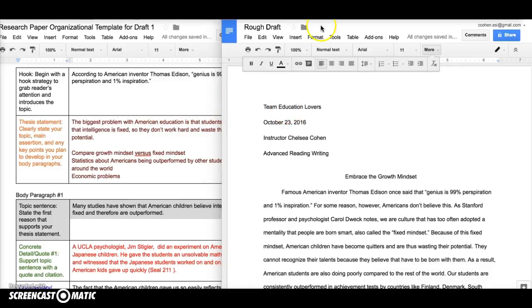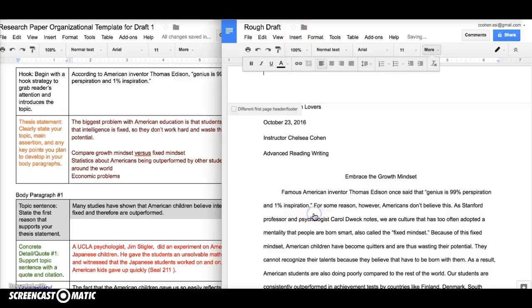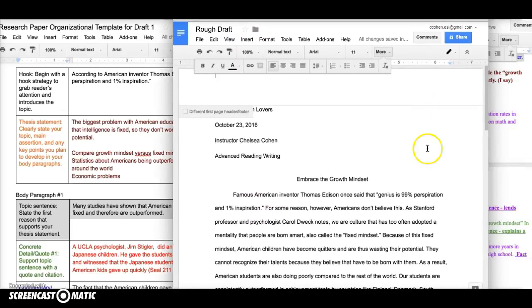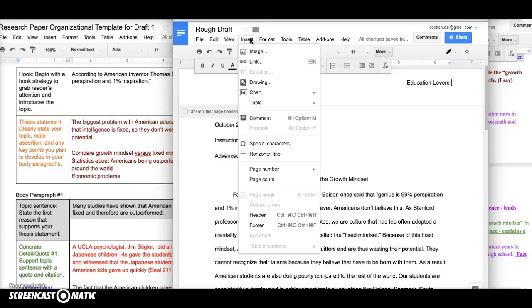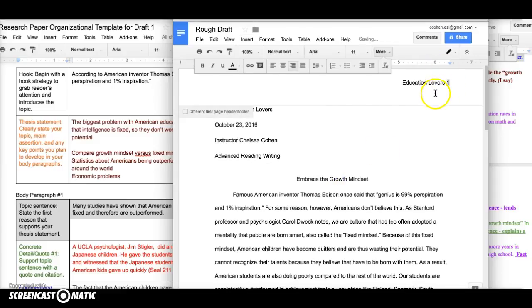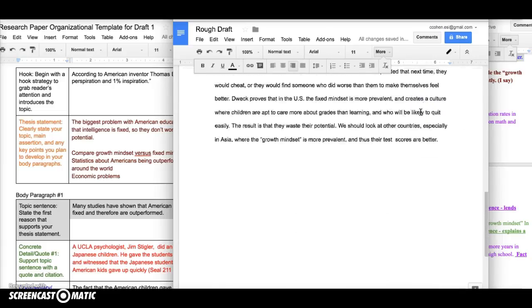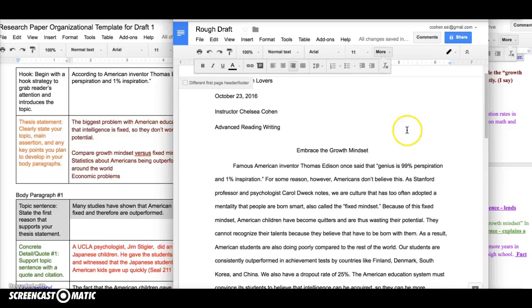One last thing I want to encourage you to do is to add a header by going to, let me see, insert header, because you do need to have, and then I'm going to go write a line. I'm going to write my team name, Education Lovers, and I'm also going to insert page numbers. So you see here, you click this button, and then every page will have a number. And this is my MLA format, okay?